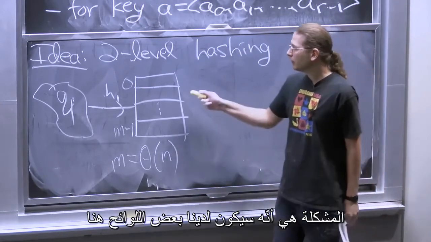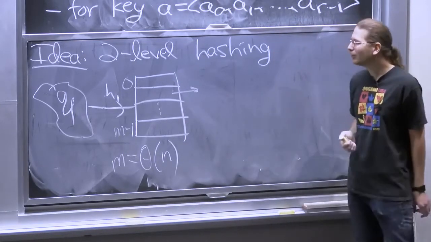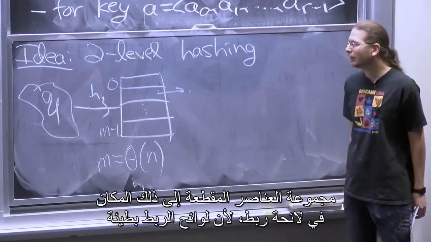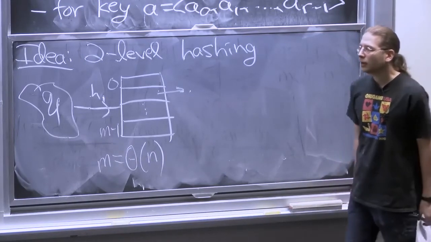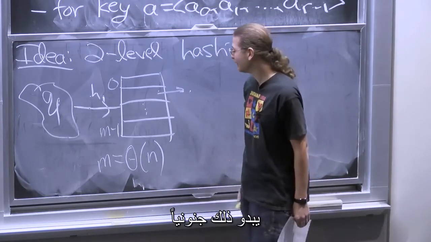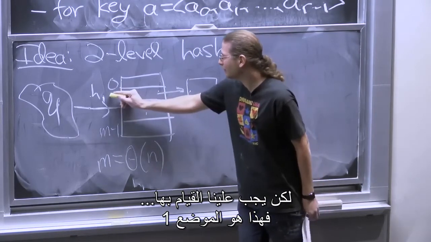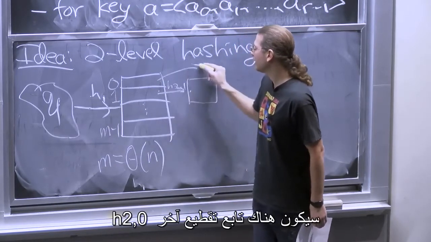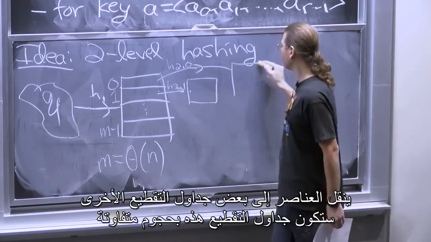The trouble is we're going to get some lists here, and we don't want to store the set of elements that hash to that place with a linked list, because linked lists are slow. Instead, we're going to store them using a hash table. Sounds crazy, but this is position 1. This is going to be h2,1. It's going to be another hash function h2,0 that maps to some other hash table.